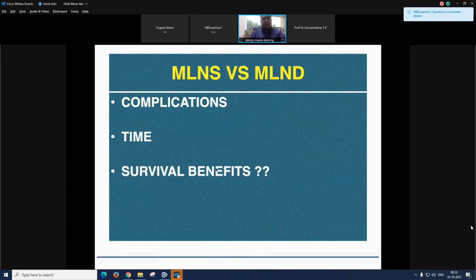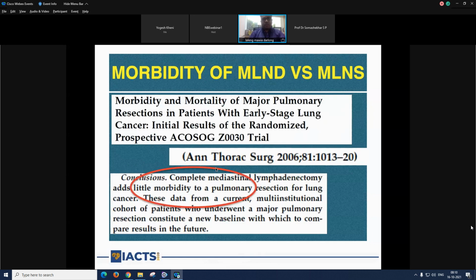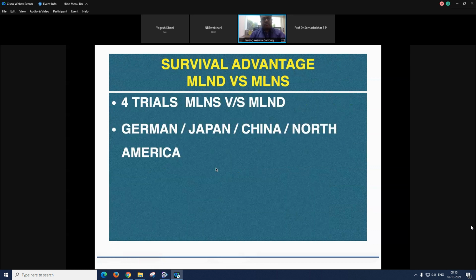So this is, again, a lot of comparison has been done regarding doing a mediastinal lymph node sampling versus mediastinal lymph node dissection in terms of complication, time, and survival benefit. Are we really doing it justice? So this is the ACOSOG Z0030 trial published in 2006. You can see that it says very clearly that complete mediastinal lymphadenectomy adds little morbidity to pulmonary resection for lung cancer. So we know that it doesn't add to morbidity.